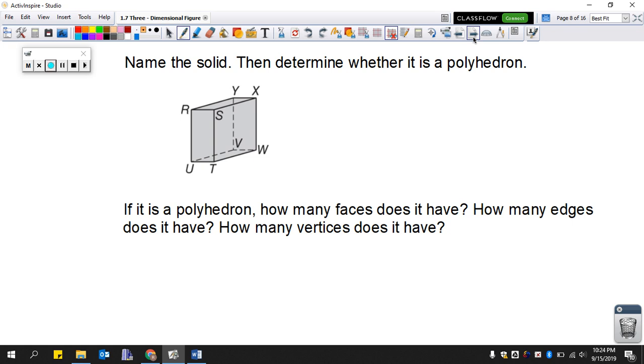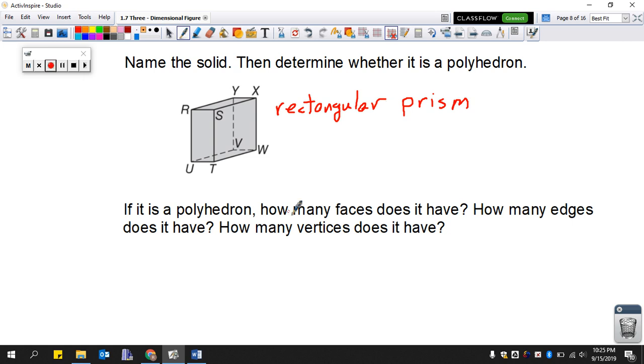All right, so some examples. Name the solid. Well, this is a prism. All right, so it's a prism. And determine whether it's a polyhedron. Well, all the sides are straight, and you have flat surfaces. The bases are rectangles, so this is a rectangular prism. So it's a rectangular prism.